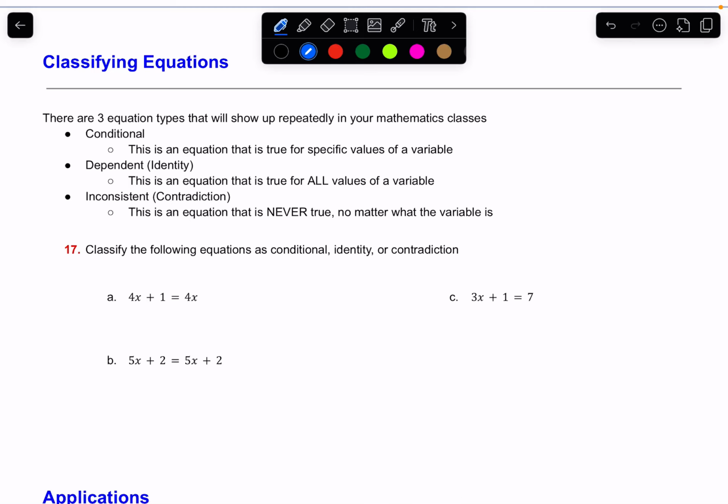Welcome back, students. We are going to be classifying equations today, and I think this is about as long as I can keep up this accent for.